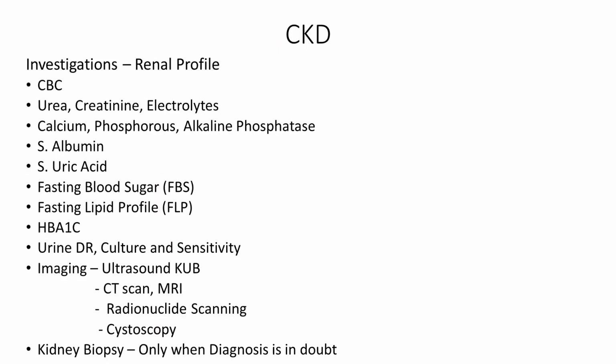Now, how do we investigate chronic kidney disease? As I have already told when we discussed the investigation in renal disease, we have to perform a renal profile. This includes CBC to find out the type of anemia, platelet count, etc. Urea, creatinine, electrolytes are the measures of kidney function test. Calcium, phosphorus, alkaline phosphatase to exclude renal bone disease. Serum albumin to find out if the patient is catabolic or if the patient is malnourished. Serum uric acid is usually raised in these patients.